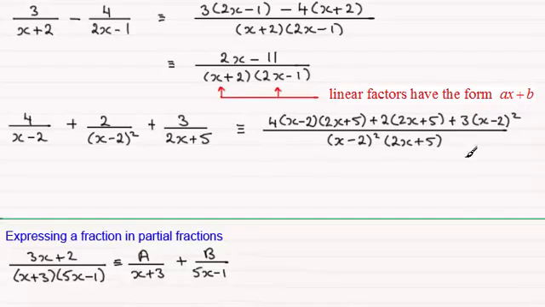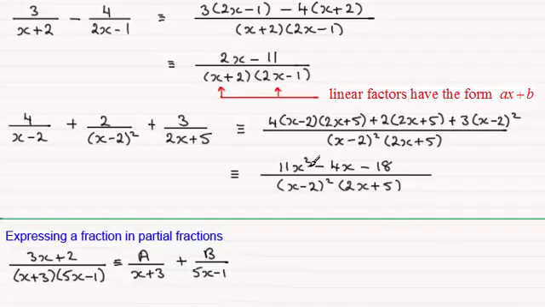So when you simplify the numerator here, the final fraction you get is this one, 11x squared minus 4x minus 18, all divided by x minus 2 all squared times 2x plus 5. So this factor in the denominator here is a linear factor, and this one here, x minus 2 all squared, is called a repeated linear factor.